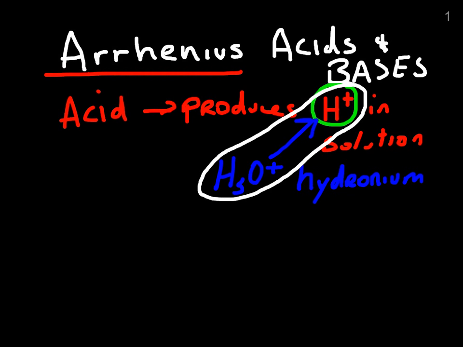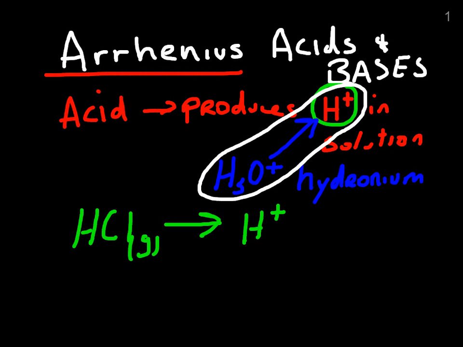So an example of an Arrhenius acid would be hydrogen chloride. HCl is a gas. When it gets thrown into water, it breaks up into a hydrogen ion plus a chloride ion. And these are aqueous. Alright, so that is what an acid is going to do in solution. It has to be in water to be an acid.